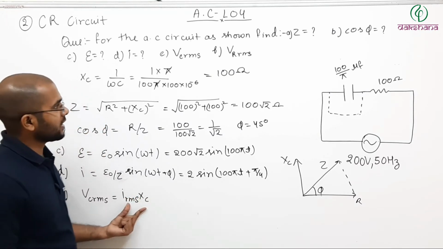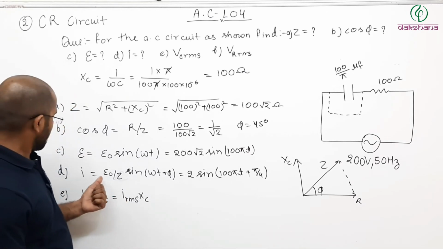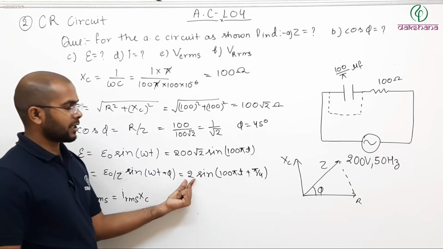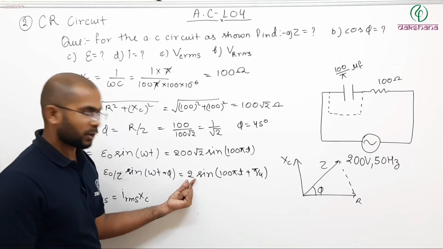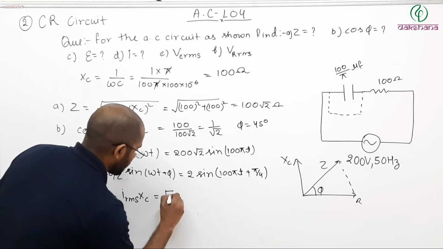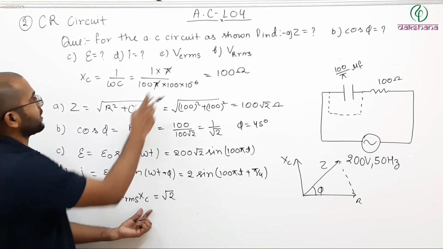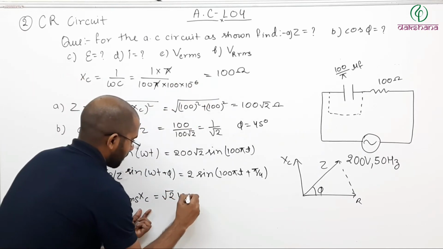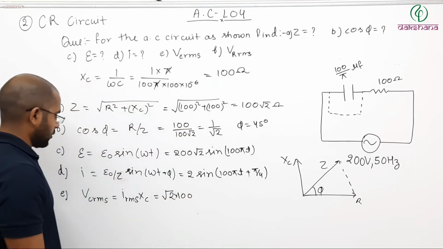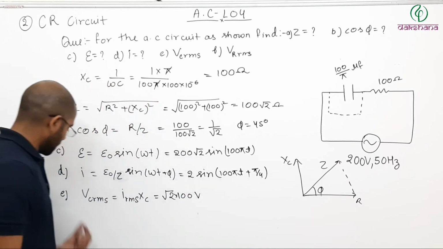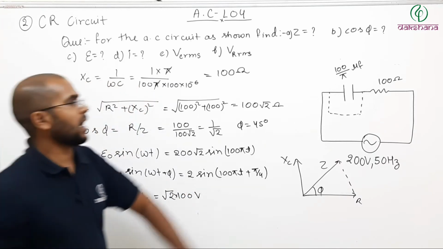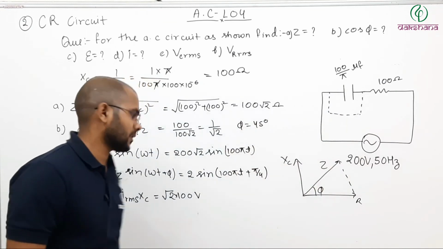What is IRMS? This is your I naught. I naught is 2. So IRMS will be root 2. So that would be equal to root 2 times XC. What is XC? 100. So 100 root 2 volt. That is your VC RMS, the RMS voltage across your capacitor.